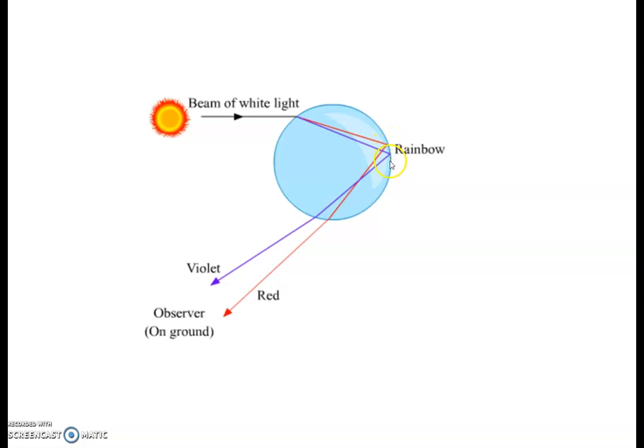Here this side of the water droplet behaves like a mirror, so that's why the internal reflection of light takes place. And again, when the light rays go from a denser medium, means from the water droplet to the air, there is a formation of the rainbow. So in this way, in nature, the rainbow is formed.